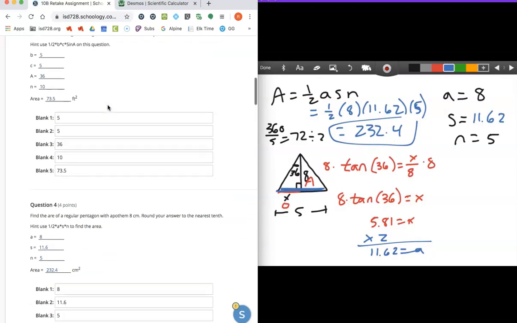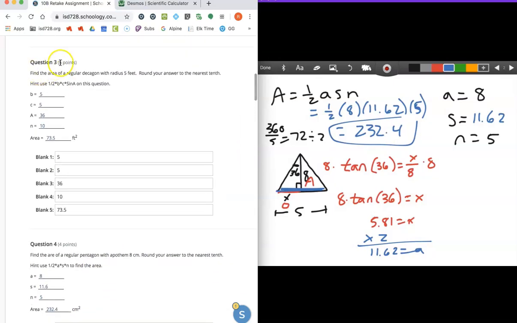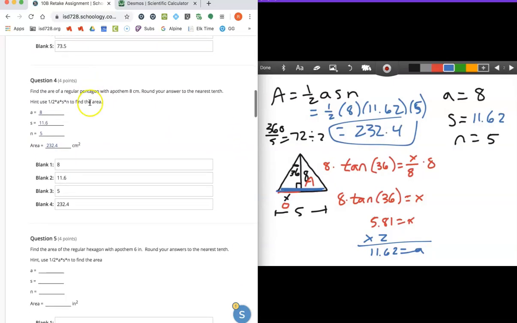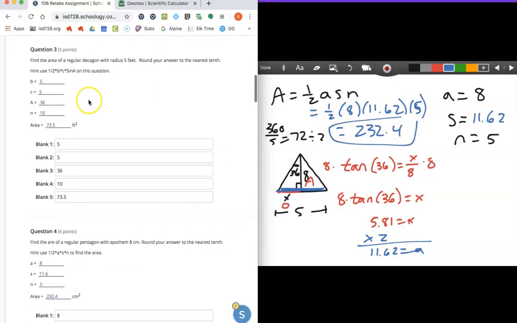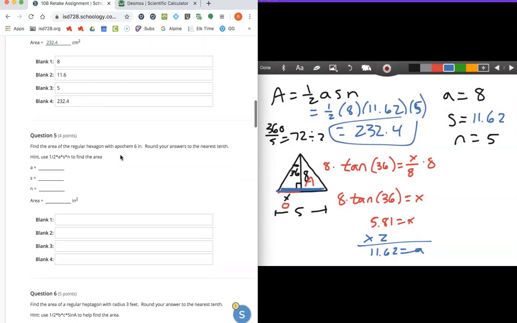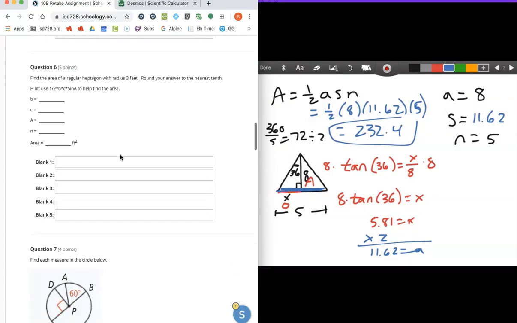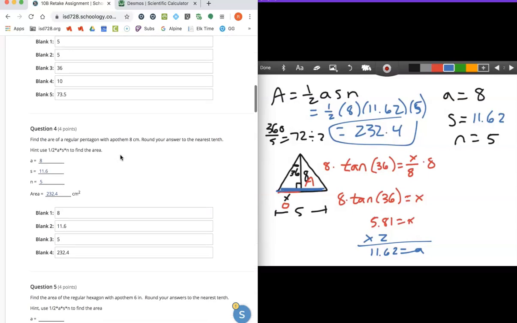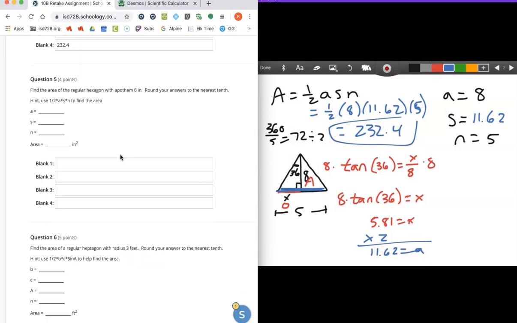Good. So that gets us through the regular polygon differences here. If they give you a radius, we're going to use the triangle formula. If they give us an apothem, or this one's apothem again, or if they give us a side length, if they would have given us S instead, then that would have been the same thing.